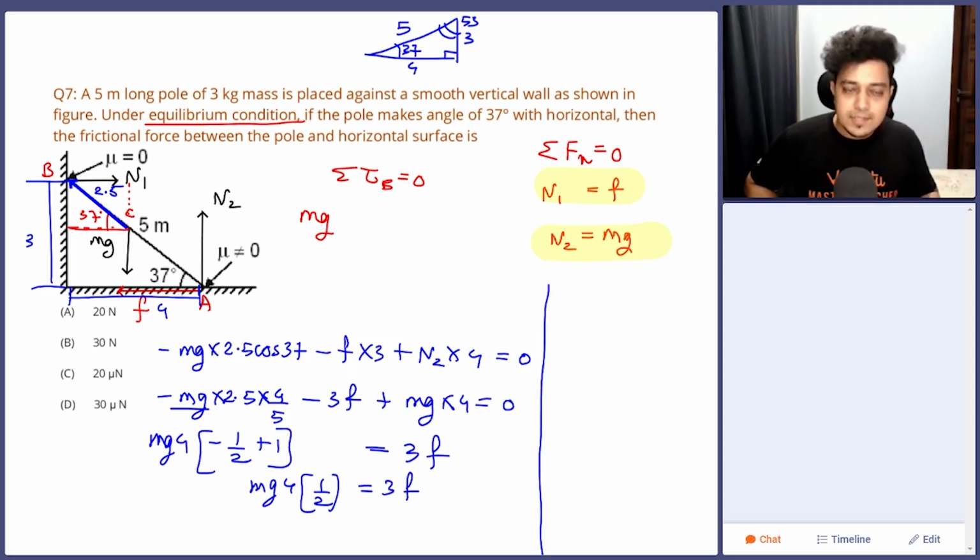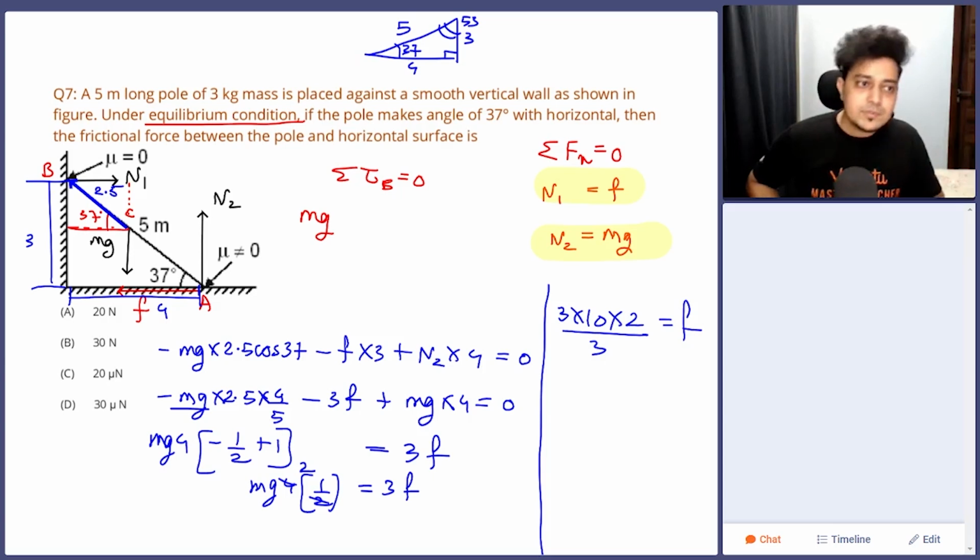Now it's time to substitute all the values. Mass is 3 kg, g value 10. Okay, this 4 and 2 will get cancelled. So we have 2 and 3 going down in the denominator. That will give you the force. Okay, so the answer will be 20 Newton.